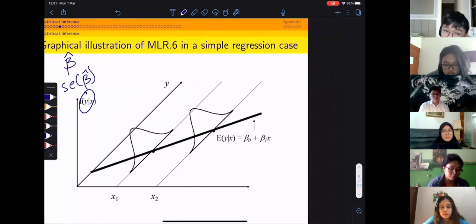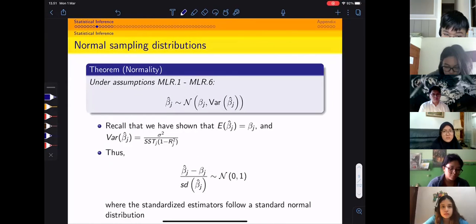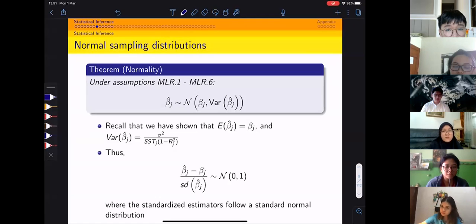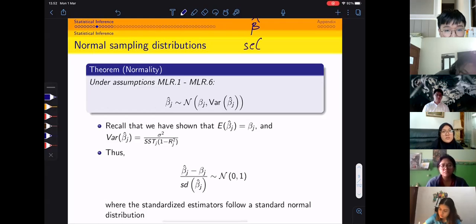At the end of the day, we'd like to make some assumptions on the normality so that we can do hypothesis testing. In order for us to do hypothesis testing, we want to know what's the distribution of the parameters themselves. So again, what's the goal? We have betas. We also have the standard error of these betas.